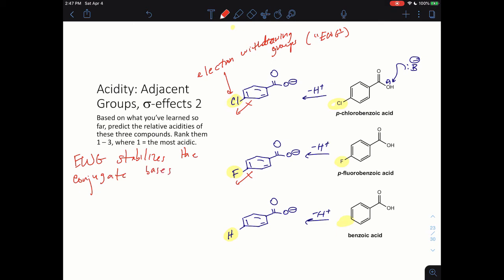And you're going to have more stabilization for the more electronegative atom. So fluorine is the most electronegative. So this fluorobenzoate is the most stable conjugate base, and thus the strongest acid of the trio here. Chloro is the next strongest withdrawing group, and then hydrogen, of course, is not a withdrawing group, so this is the least acidic compound.